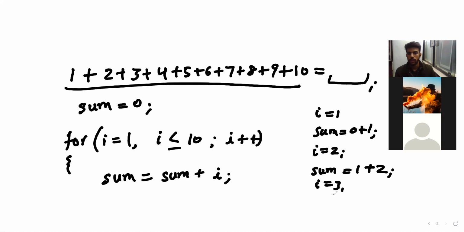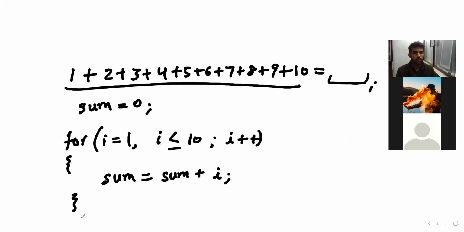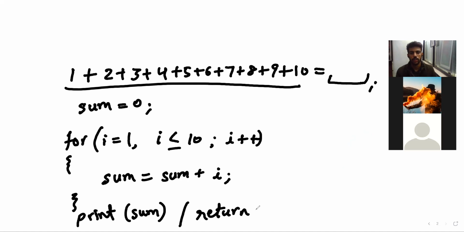And so on, right? So I think this is pretty clear. Once the loop finishes, it's your choice whether you print the sum or, if you are creating a function, you can return sum.